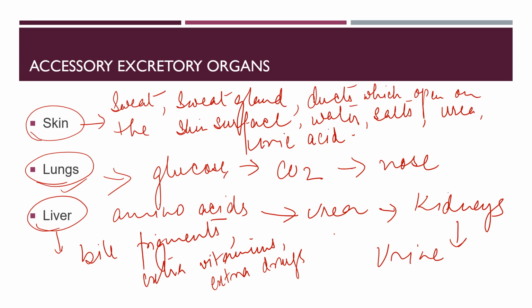So they are basically acting as accessory excretory organs. Is it clear? These are the three main accessory excretory organs. Apart from that, the kidneys are our main excretory organs. So now let us move on to the next one.